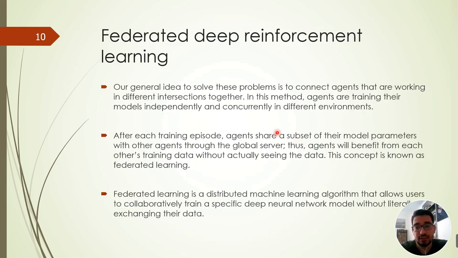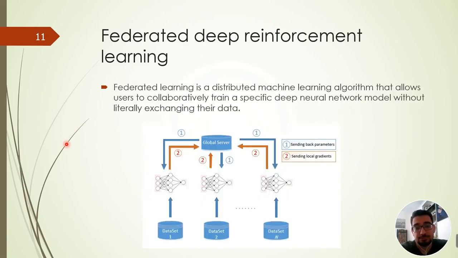Our general idea to solve these problems is to connect agents that are working in different intersections. In our method, agents are training their models independently and concurrently in different environments. After each training episode, agents share their model parameters with other agents through the global server. So agents will benefit from each other's training data without actually seeing the data. This concept is known as federated learning.